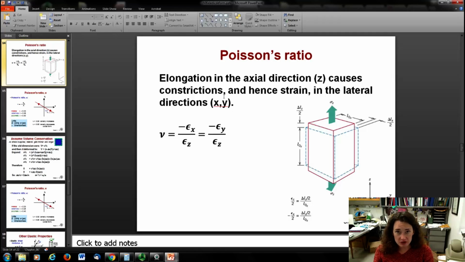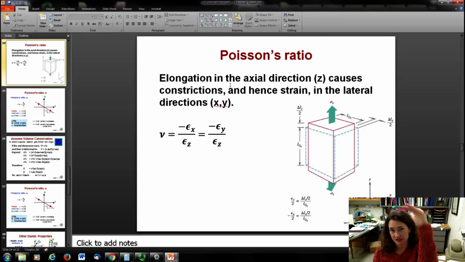Okay, there's another parameter that's often given for a material. It's called the Poisson's ratio. And that's because, as we discussed, if you elongate something in one direction, say here Z, then that causes constrictions or also strain in the lateral directions. And these are related to one another by a negative sign.